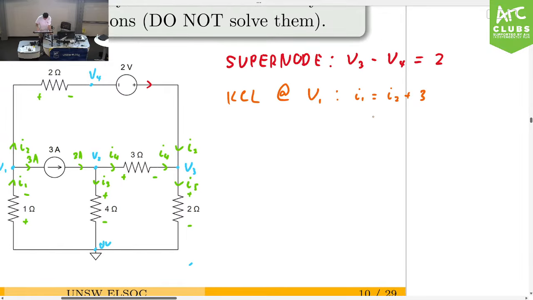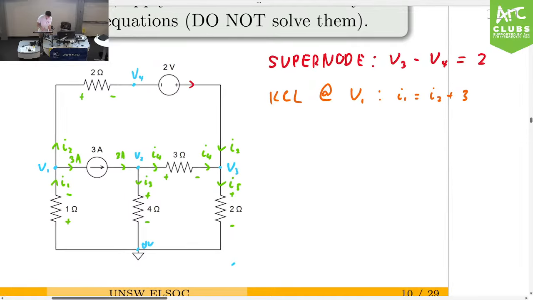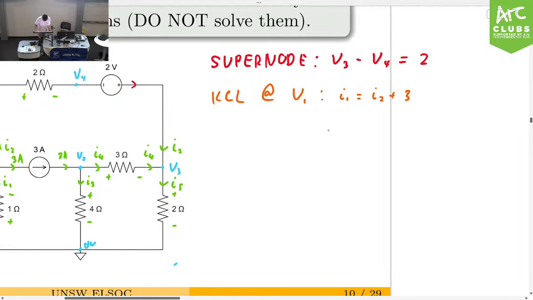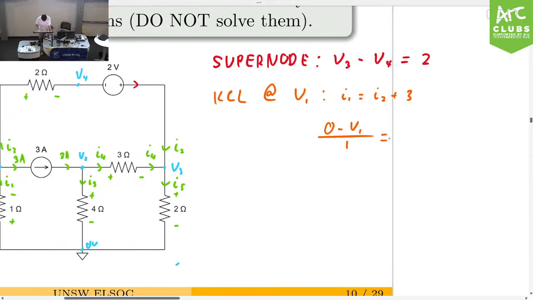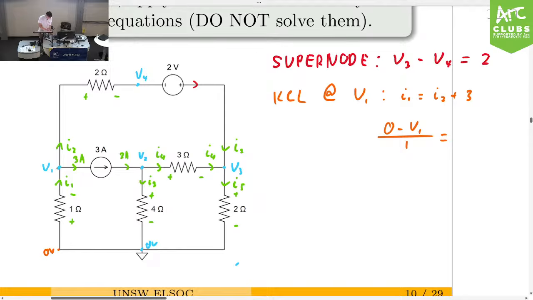In this case, I1 is given by the voltage drop across your 1 ohm resistor. In this case, we have 0 volts here. So our voltage drop would be 0 minus V1. And now we have to divide that by the resistance of that element, which is 1. So I equals V on R from Ohm's law. Voltage drop is 0 minus V1. Now the direction matters, so just keep in mind. And then over the resistance, which is 1 ohm. Okay, so if we do the same for I2, we have the voltage drop is V1 minus V4.